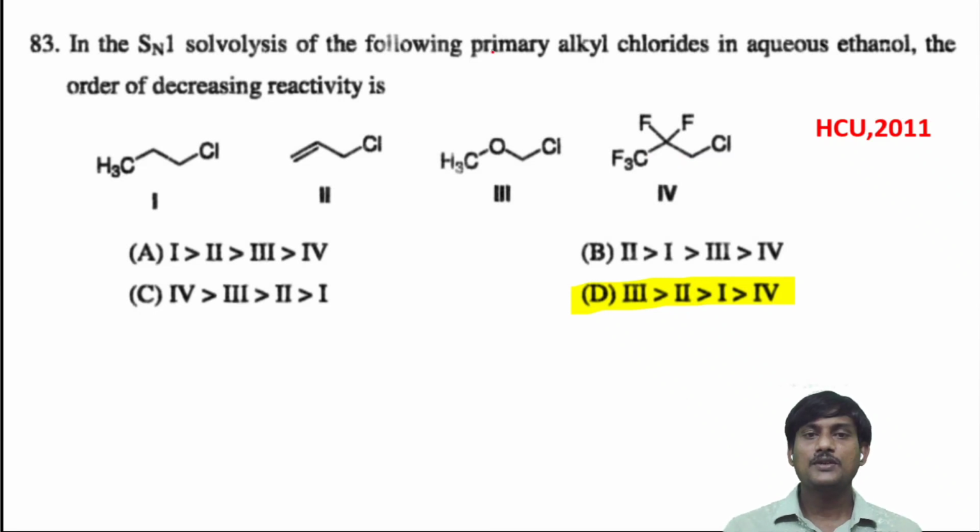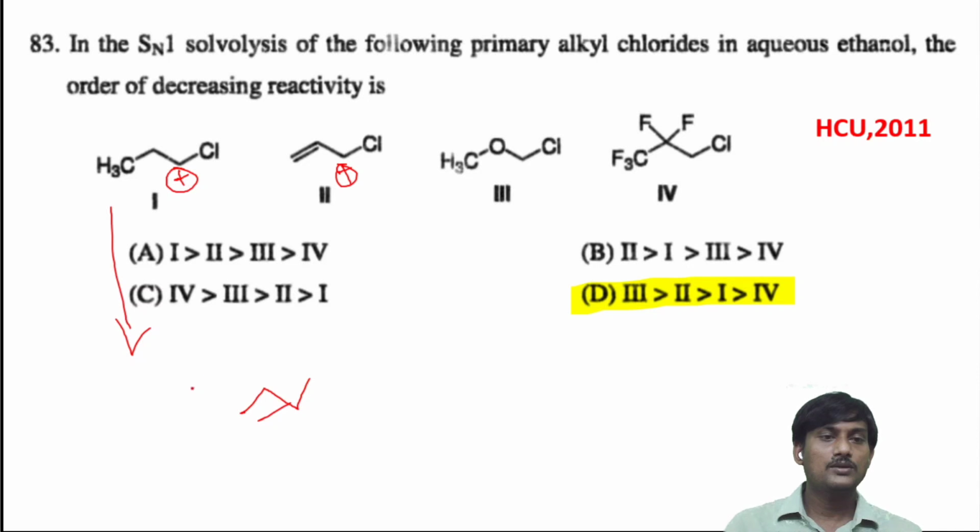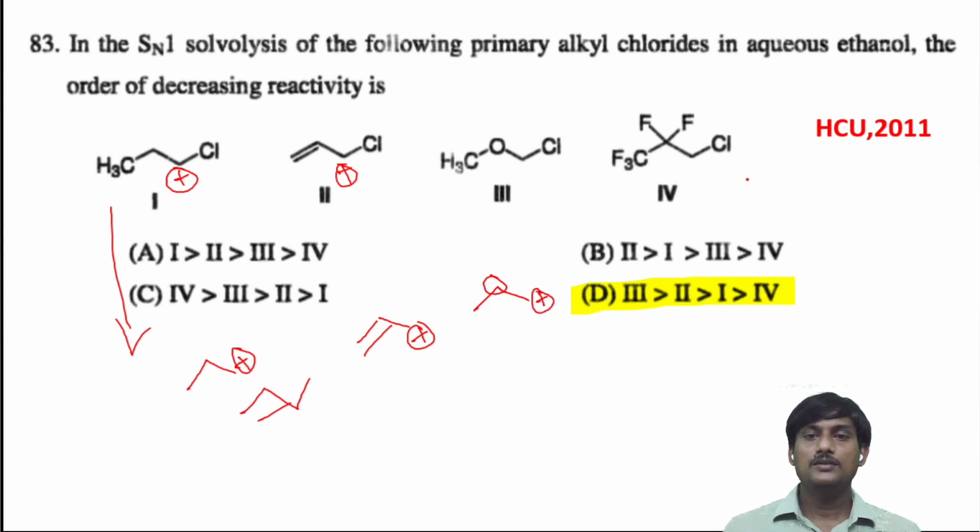In the SN1 solvolysis of the following primary alkyl chlorides in aqueous ethanol, the order of decreasing reactivity is. Here simply you will get this carbocation. Sorry, in this case, what is the carbocation? And 3 carbons, this is the carbocation. In this case, we will get this carbocation, and in this case, we will get the oxygen and the carbocation, and in this case, we will get this carbocation with fluorine, and CF3. Here, this is the carbocation.